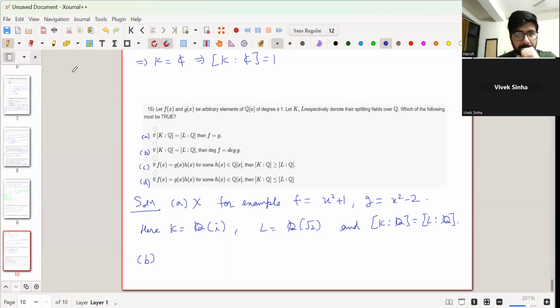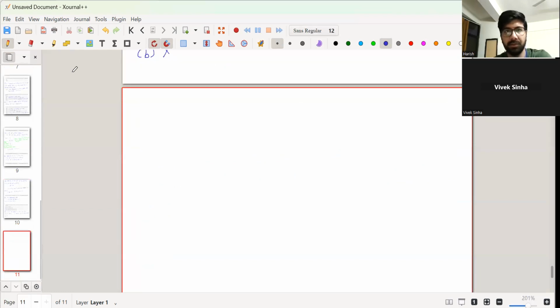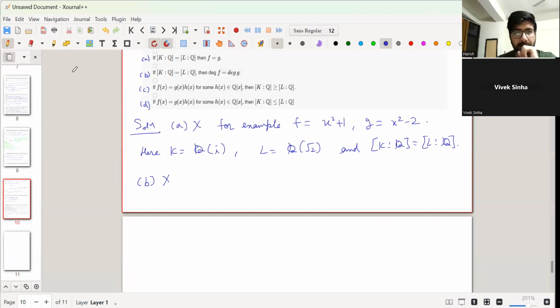The second one: K(x) equal to L(x), then degree of f equal to degree of g. And that is also not true, because, for example, you can take f to be x square plus 1 and g to be just its power. It has same roots as f, just the repeated roots are there.